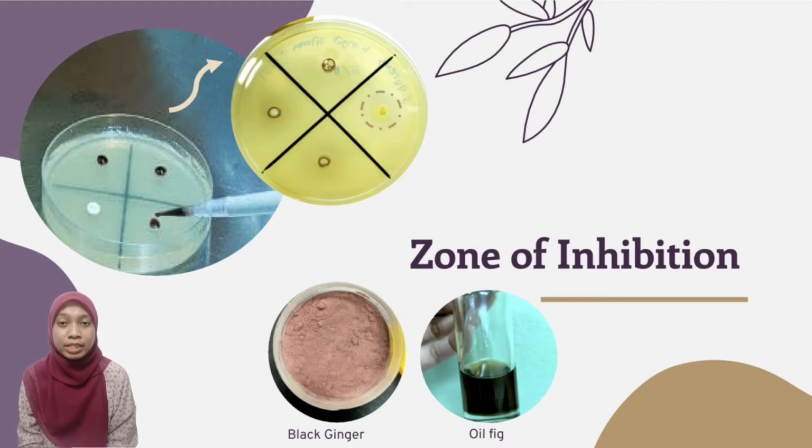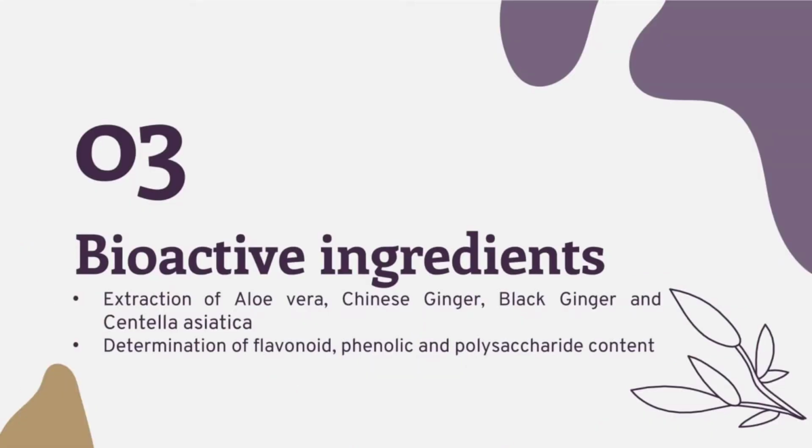The samples used to test the susceptibilities of the bacteria were the black ginger oil extract, with the volume of 100 microliter on each of the holes that has been made. The antibiotic used, which was vancomycin, was observed to inhibit the bacteria, forming the zone of inhibition.